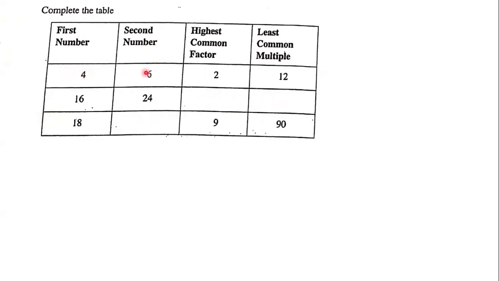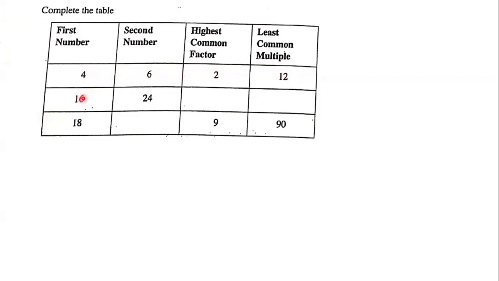Notice that for this row, the first number is 4 and the second number is 6. What they're trying to tell us is that the highest common factor between 4 and 6 is 2, and the lowest common multiple of 4 and 6 is 12. So this row is good. We don't have to worry about this row. Let's move on to the next row.